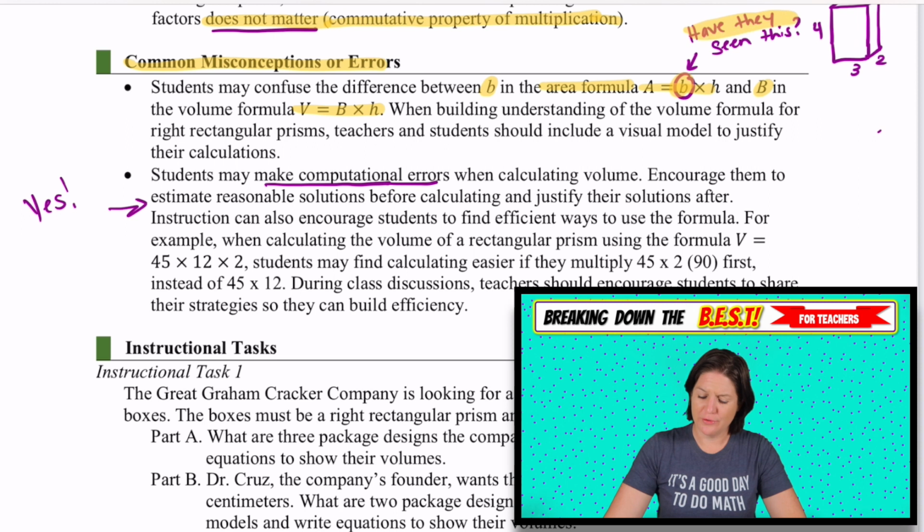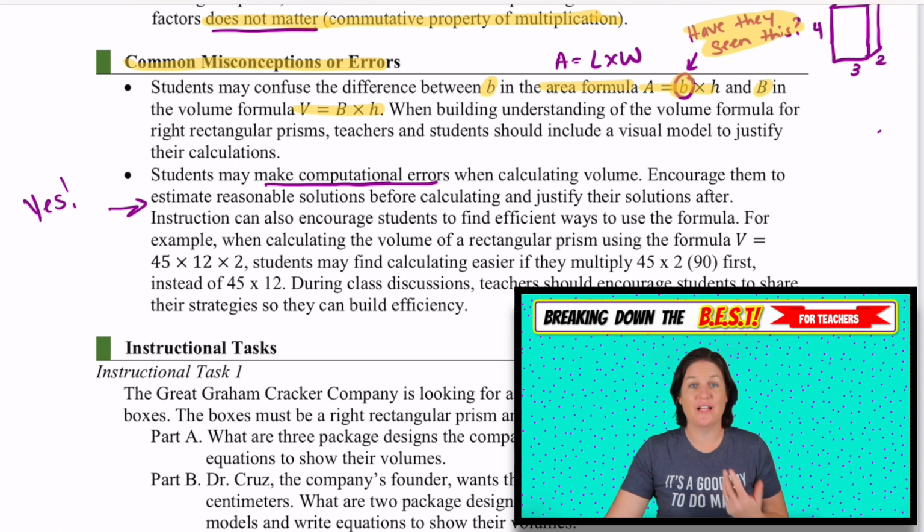And I just wrote a little note up here saying, have they even seen this? Because I know when I'm teaching 3rd grade area, we're doing the length times the width, and we've never referred to it with that lowercase b before. So maybe they've seen it before, and maybe that would have it be confusing.